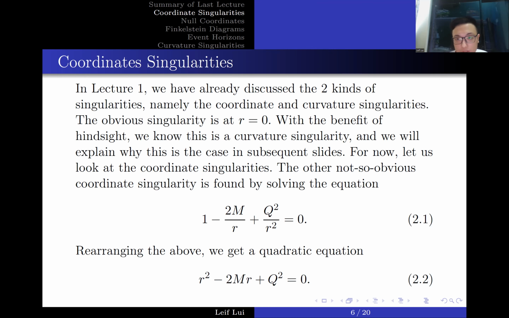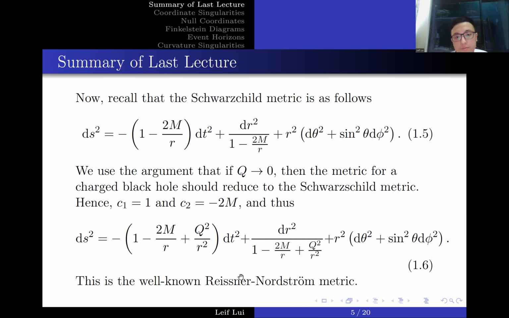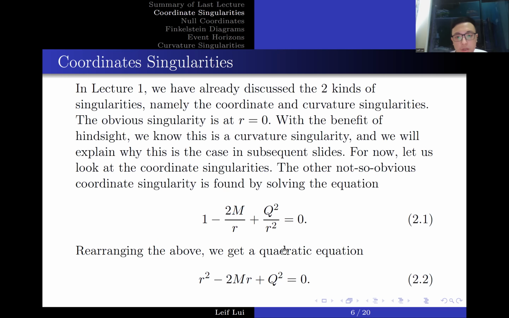So another not so obvious coordinate singularity is basically here, when the denominator here is equal to 0, because the r term will diverge. So it is not, I guess, trivial to see that this is a coordinate singularity, but nevertheless, we know from experience that this is a coordinate singularity, and I will show you how to remove them in subsequent slides. So we have to solve this equation for r.